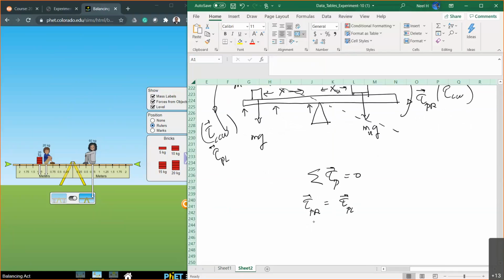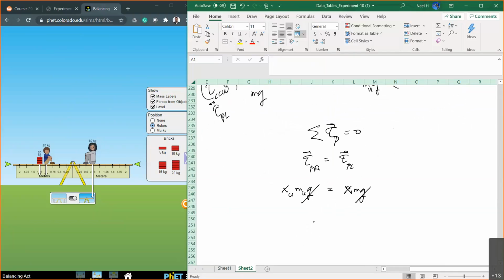From the right hand side, I have x_u times m_u times g, which is equal to the left hand side, x times mg. So g cancels out. I can find the unknown mass, which is simply x times m divided by x_u. And the unit of x cancels out, so the unit ends up as kilogram.